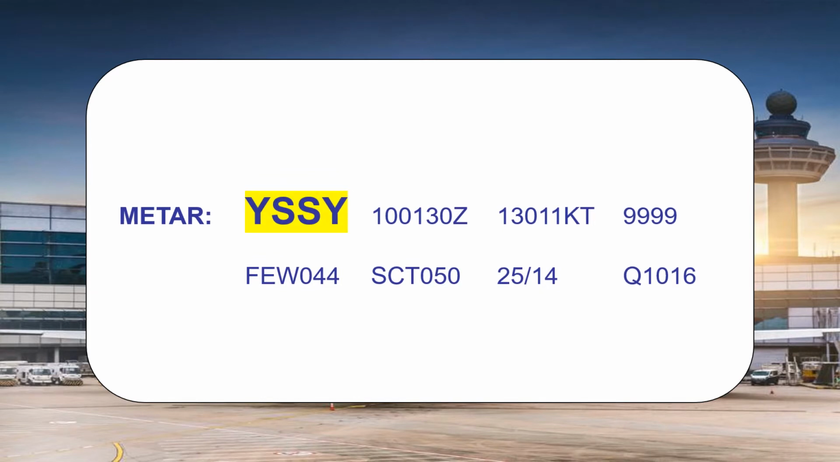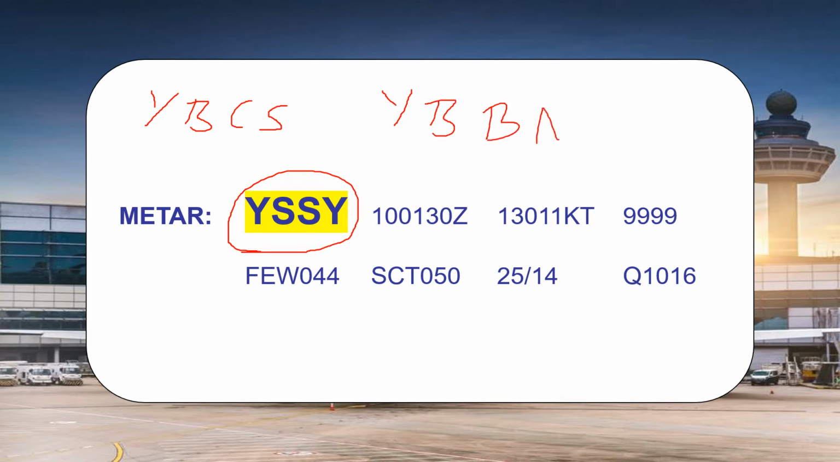Okay, so let's start with the location. The first four letters that we see here is the airport code. So this one's Sydney, Yankee Sierra Sierra Yankee. For Cairns, we would have Yankee Bravo Charlie Sierra. For Brisbane, it's Yankee Bravo Bravo November.